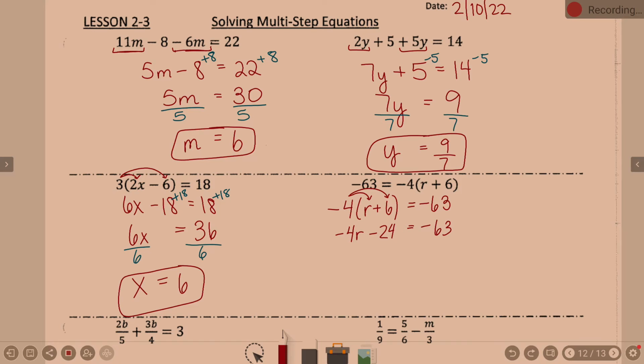Negative 4r minus 24 equals negative 63. If it's negative 4r minus 24, you have to add it.